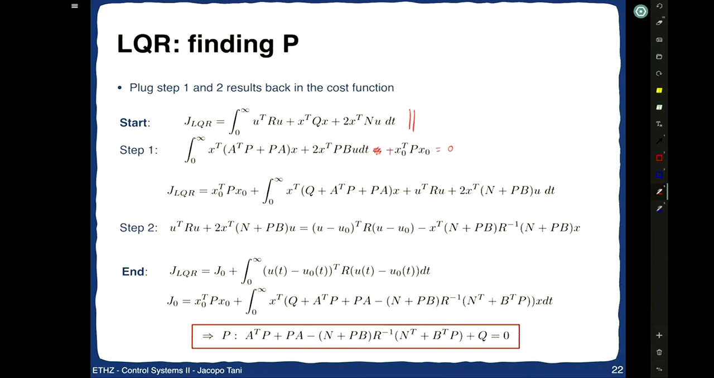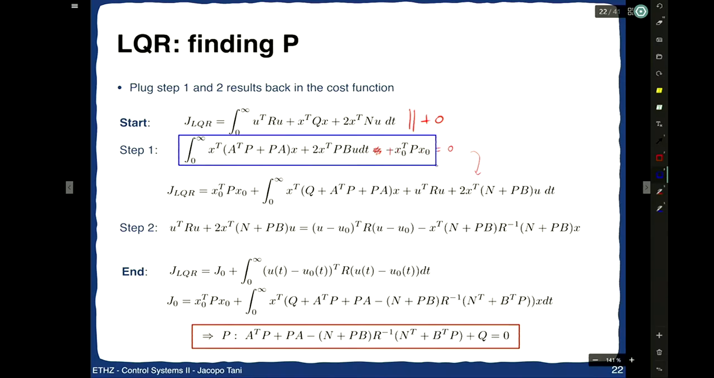So, if it's a 0, it means it's 0, right? So I can always add a 0 to an equation, and I'm not changing the truth of it, right? Because if you add 0, you're not changing anything. So that's exactly what we did here. We're adding this big 0 to the original cost function. What happens is that now we have x naught, the term with x naught, that goes out of the integral because it's no longer a function of time. It's a constant. X naught is the initial condition.